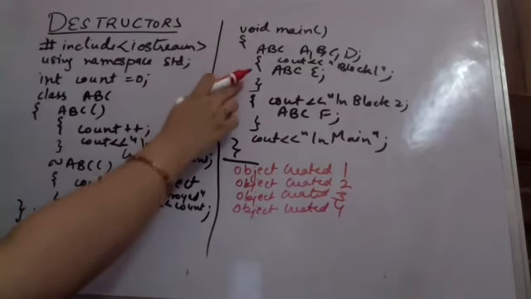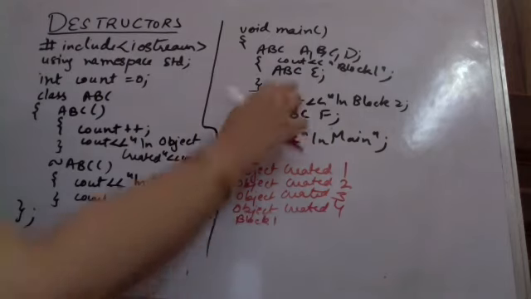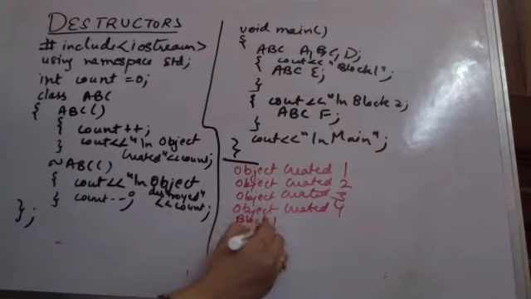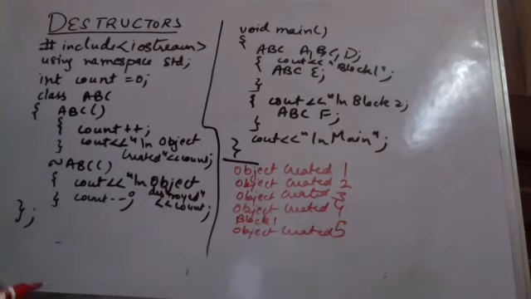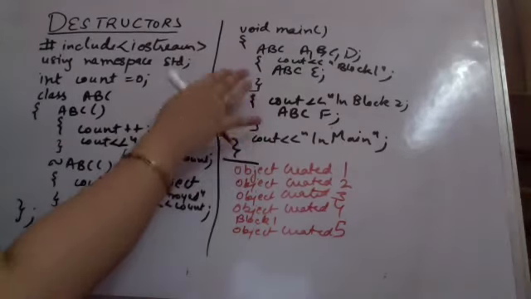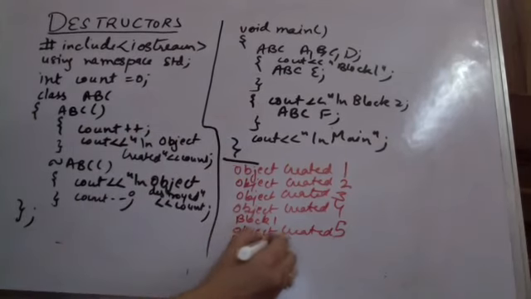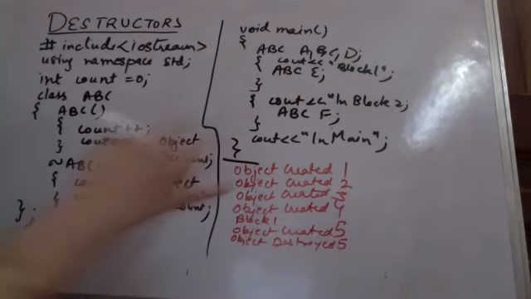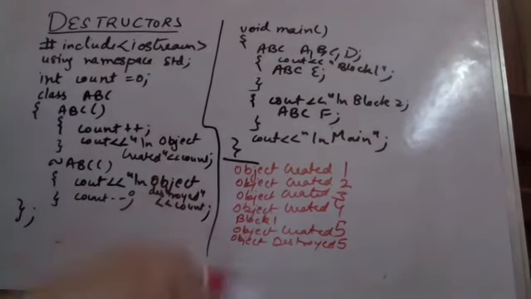You enter this block, so first it will be printed block 1. Block 1 is printed, then you are creating the 5th object E. So it will be written here object created and you will be having a 5 here. Now, as soon as you leave the block, you come out of the block, you will be having object destroyed. And the value of count is still 5. Now, after printing, then the count is getting decreased.